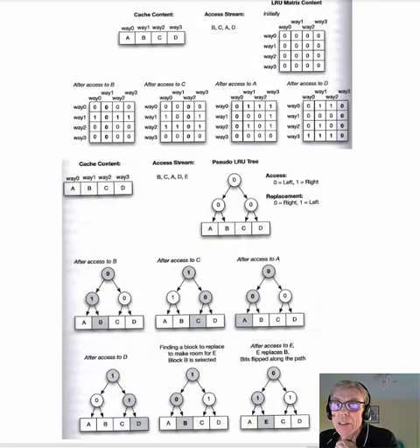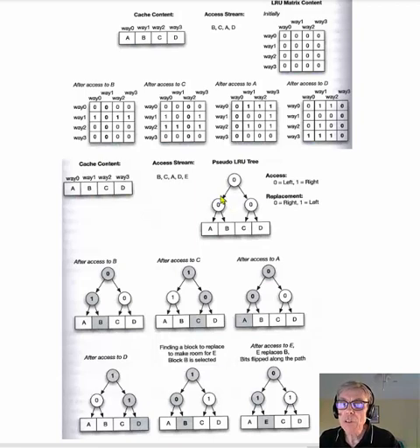Now let's look at the pseudo-LRU tree approach. In this example, we're going to assume that we have a 4-way set associative cache with block A in way 0, B in way 1, and so forth. And our access stream again is BCAD, but then we follow it up with an E, which is going to cause a replacement. We start out with our LRU tree having all zeros at the bits, like you see right there.